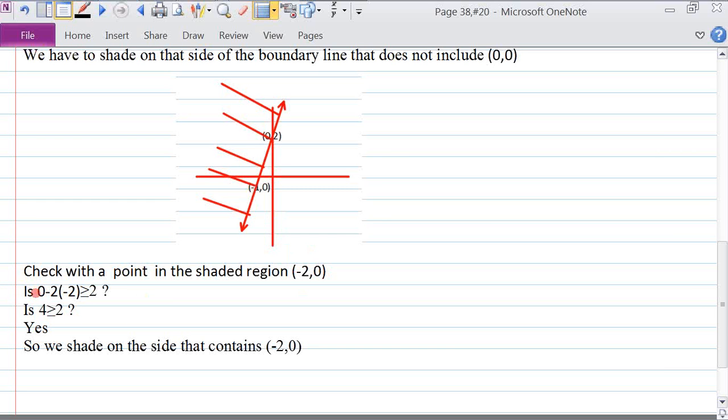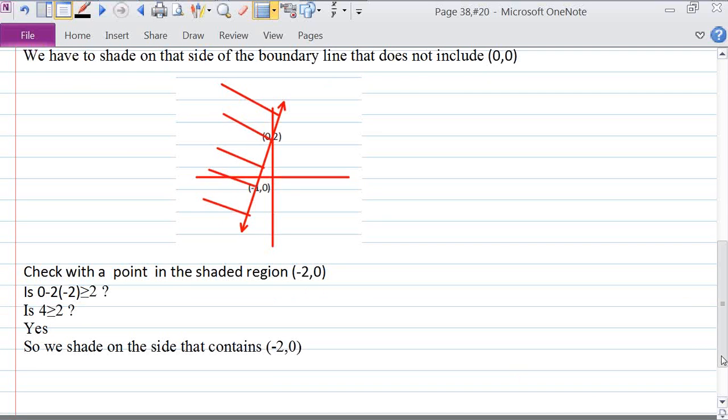And we plug this into y minus 2x greater than or equal to 2. Y is 0. So I replace this. Minus 2x. X is minus 2. And I come out with the left side, minus 2 times minus 2 is plus 4. Is 4 greater than or equal to 2? Yes, so we shade on the side that contains the minus 2, 0. And that's what is shaded, that side of the line that contains the minus 2, 0.